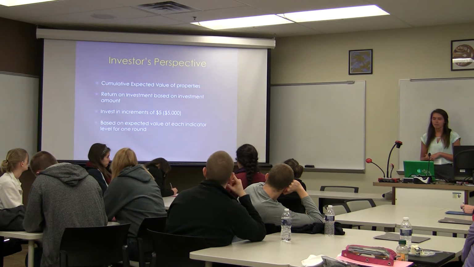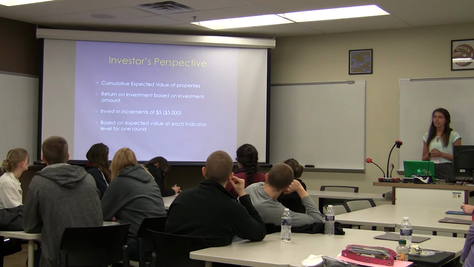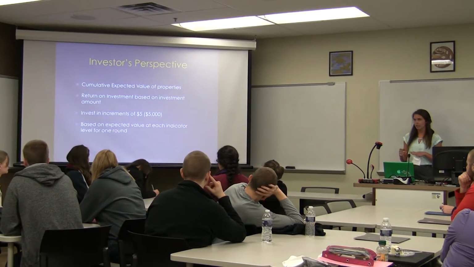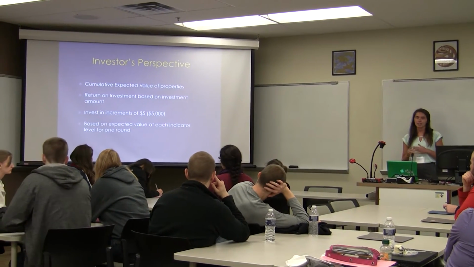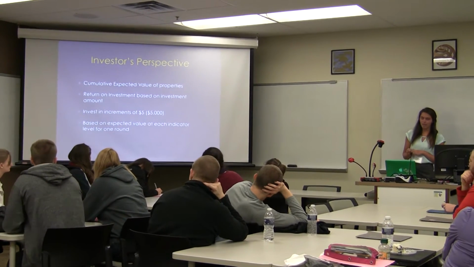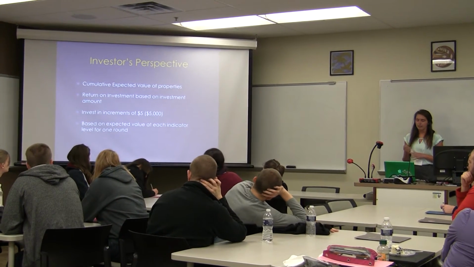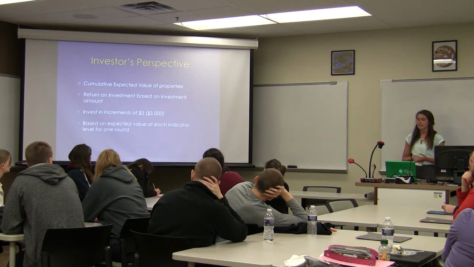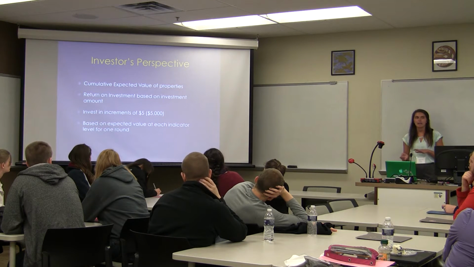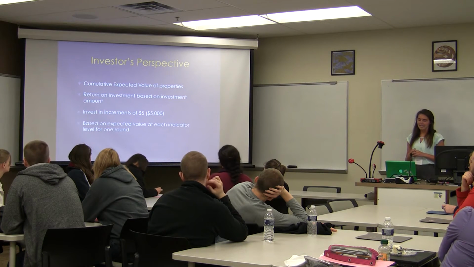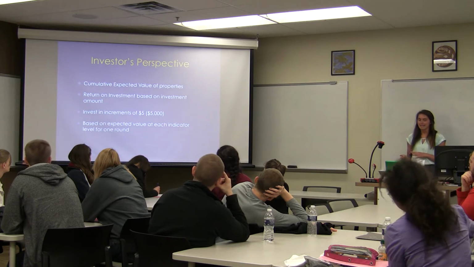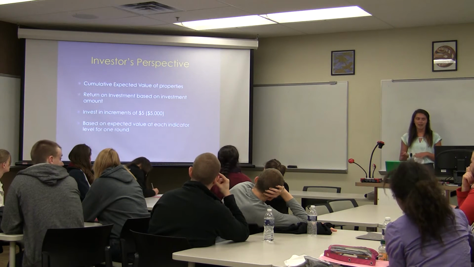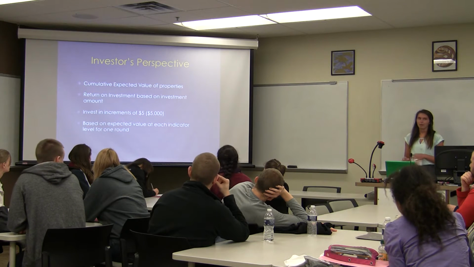Starting off with the investor's perspective, we calculated the cumulative expected value of their properties over the course of 5 rounds at each risk level. And then we also use this to calculate the return on the investment based on the investment amounts. And the investment amounts are in increments of $5 or $5,000. And this return on investment is based on the expected value at each indicator level for 1 round.